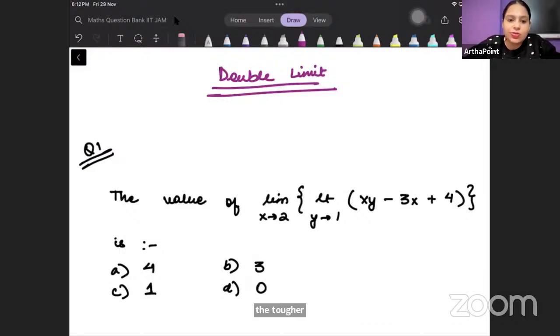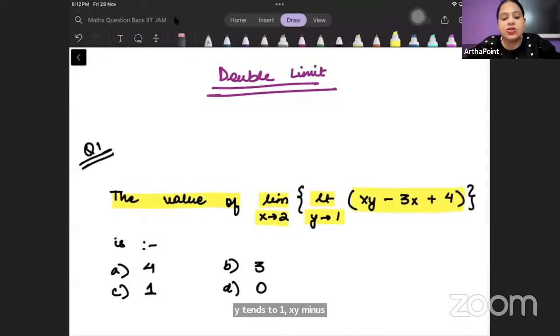Try to do the first question. The value of limit x tends to 2, limit y tends to 1, xy minus 3x plus 4 is. Give it a try. Try to do this yourself also.